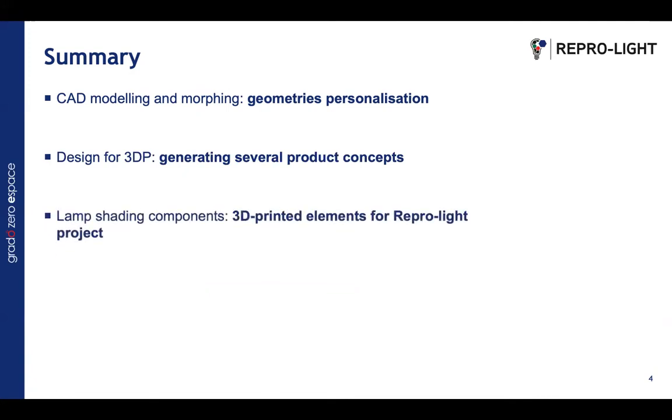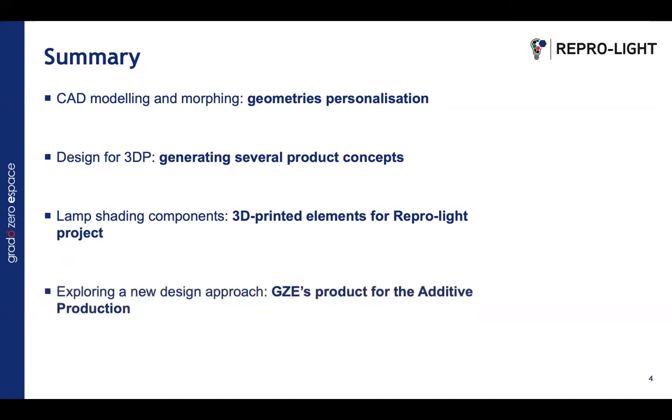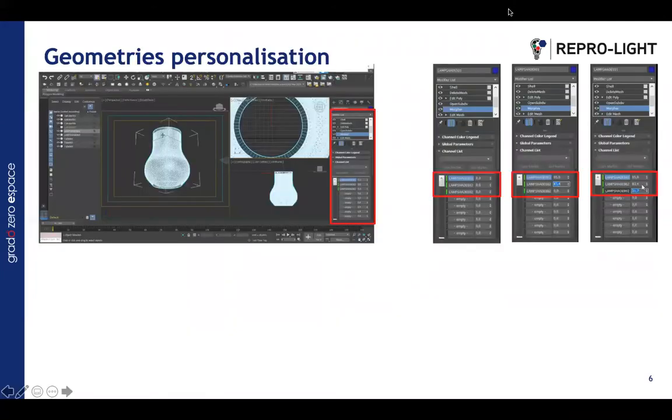We will then present the lamp shading components developed for the EU-funded project ReproLight. And finally, we will present a new design approach explored with the aim to produce a lighting product only by digital manufacturing. The aim of exploring the world of CAD modeling and morphing is to present a powerful tool with which to explore the possibility to personalize product geometries.